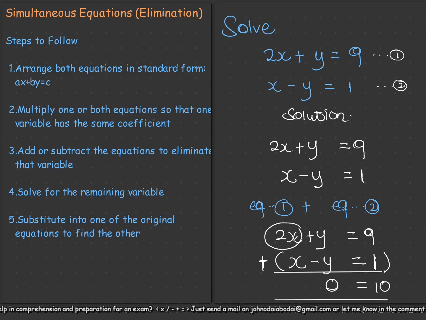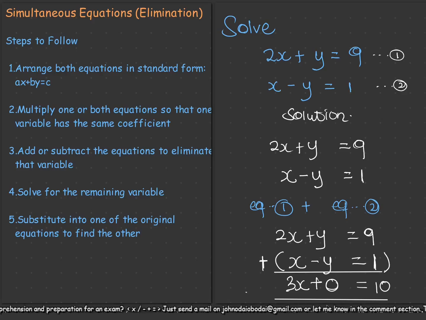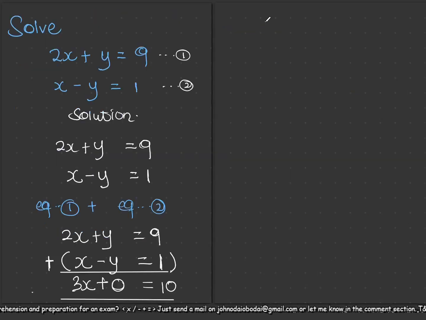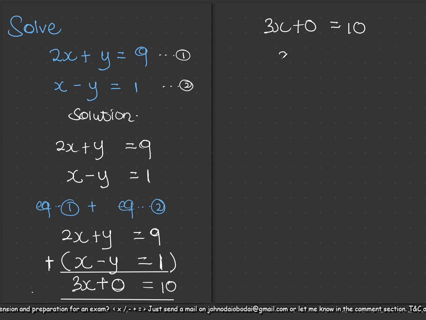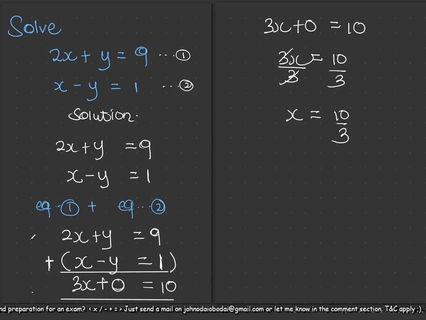Then we have our 2x plus x. That also gives us what? A 3x, you see. So our resulting equation here, we use it to solve for the remaining variable. So solving for the remaining variable, we have 3x plus 0 is equal to 10, which can be written as 3x is equal to 10. Hence, making x the subject, you are going to divide both sides by 3. You can then see our x is equal to 10 over 3.